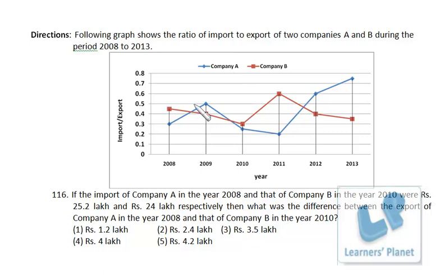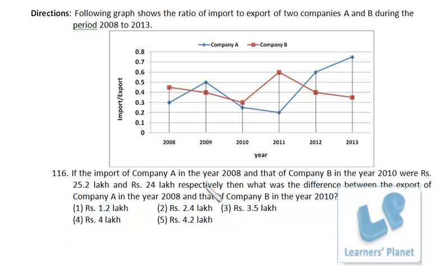Import-export ratio for company A, for example, in year 2008, it is 0.3. That means import is 0.3 of export, or we can say import is 30% of export. So let's take the first one. If the import of company A in the year 2008 and that of company B in year 2010 were rupees 25.2 lakh and 24 lakh respectively, then what was the difference between the export of company A in the year 2008 and company B in year 2010?